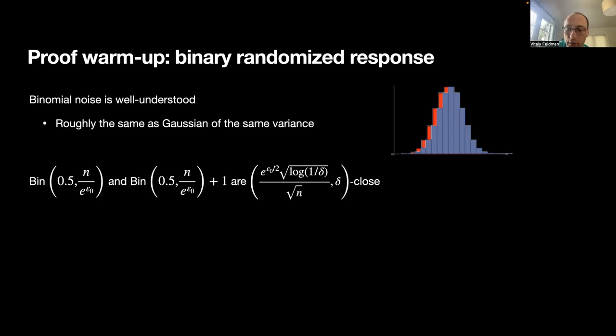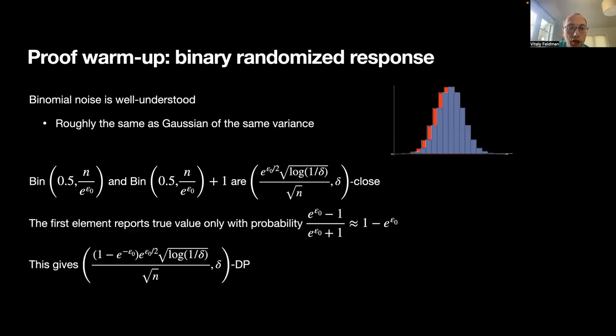Of course, it's some logarithmic factor. In addition, because we know that the first element reports the true value also only with probability e to the epsilon minus 1 over e to the epsilon plus 1, we get some additional amplification by the factor of 1 minus e to the minus epsilon 0, which covers the regime when epsilon 0 is less than 1. Together, these imply that the randomized response has the privacy guarantees that we claimed.